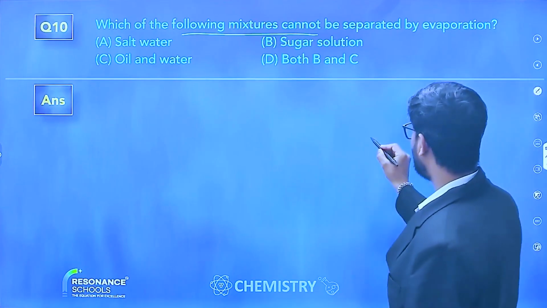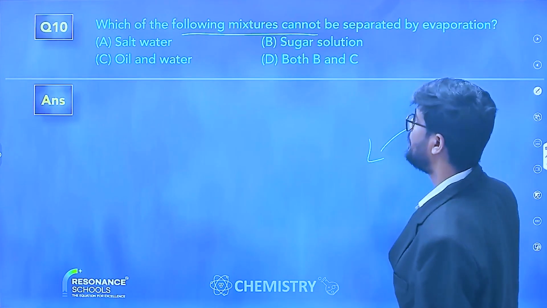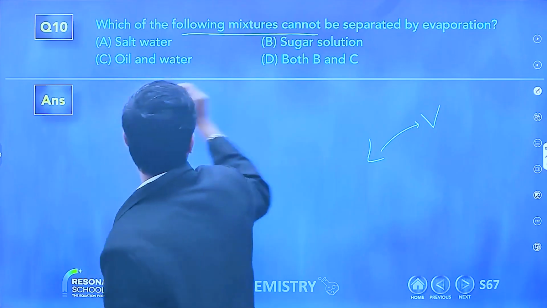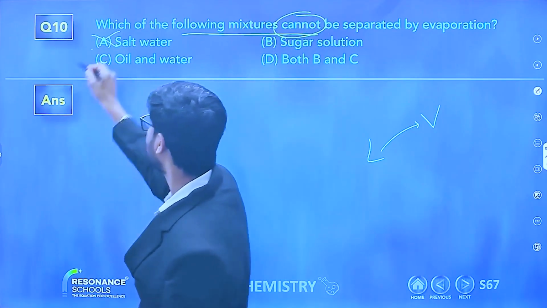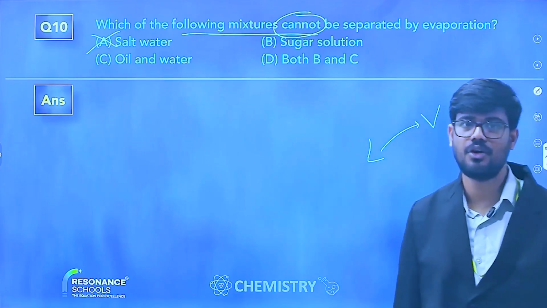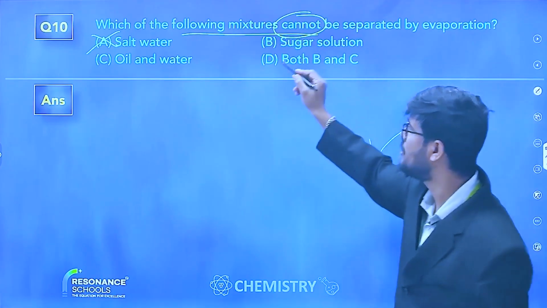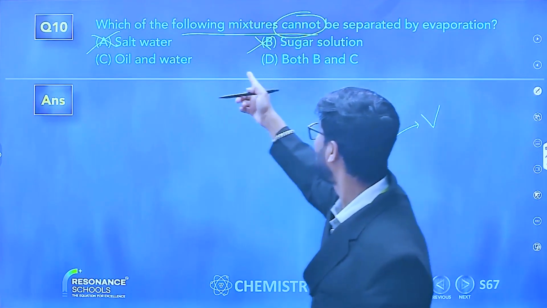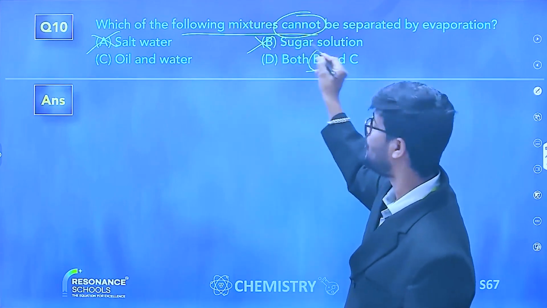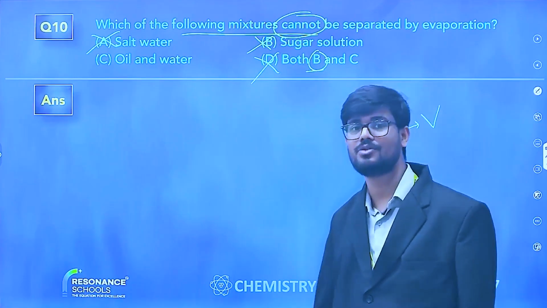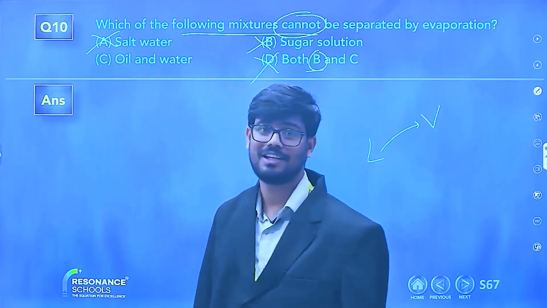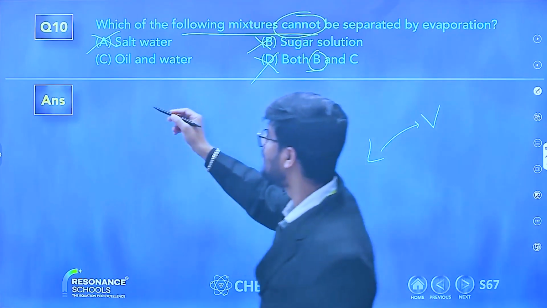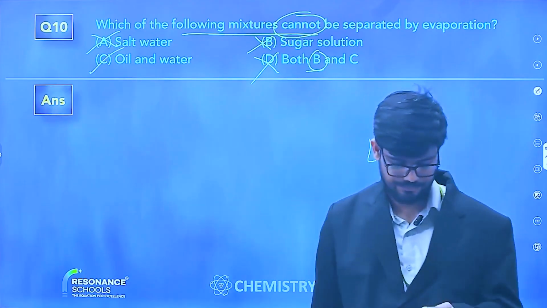Evaporation means liquid will be converted to vapor. Now salt water, yes, we can easily separate this, right? They are asking cannot, so this is not the correct answer, because we can separate salt water using evaporation. Next, sugar solution. Yes, we can separate sugar solution. Since B is not the correct answer, by default D is also not correct. Now oil and water, both are liquid, so this will be the correct answer. Option C.